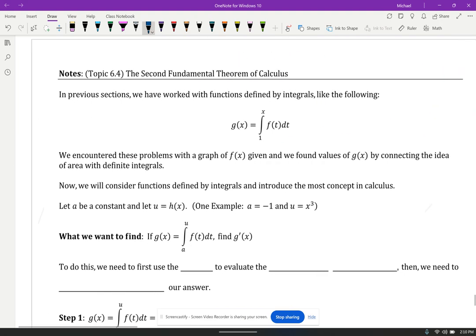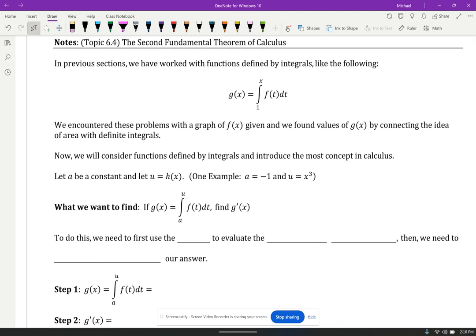But we're going to start by talking about what I call area functions. I call these area functions because this function is defined as an integral. So I'm looking for the area under f of t, starting at 1 and ending at whatever x value I give you. Just as an example, g of 1 would equal the integral from 1 to 1 of f of t dt.